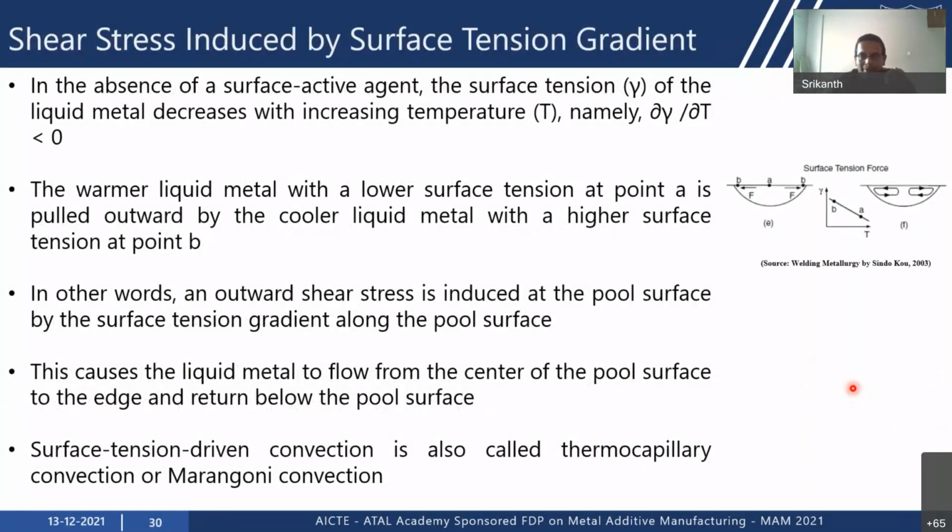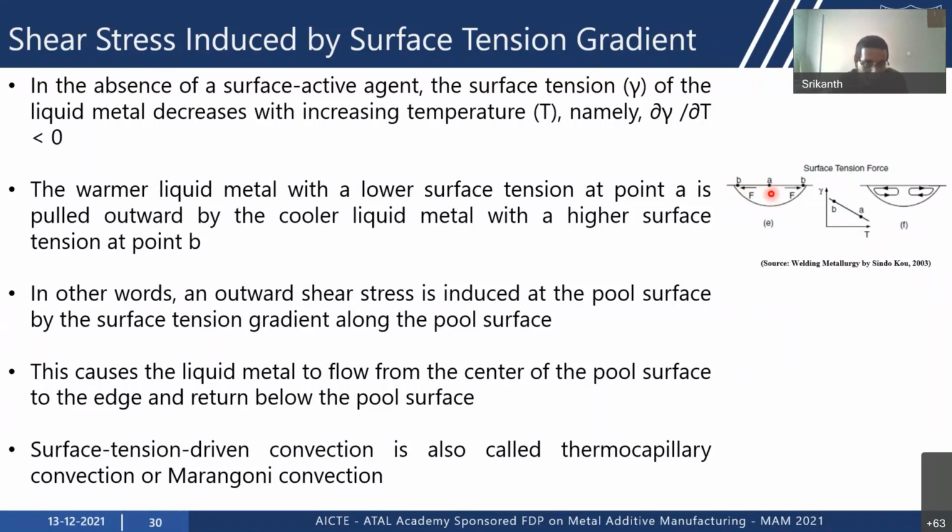Then you have the surface tension gradient. When we don't have any surface active elements such as sulfur, oxygen, selenium, which have a tendency to flow to the surface of the molten metal, the surface tension of the liquid metal decreases with increasing temperature. That is, dou gamma by dou T is less than 0. So if you look here again, if you consider point A and point B in the weld pool or the molten pool, point A is at higher temperature and point B is at lower temperature. Surface tension decreases with increasing temperature.